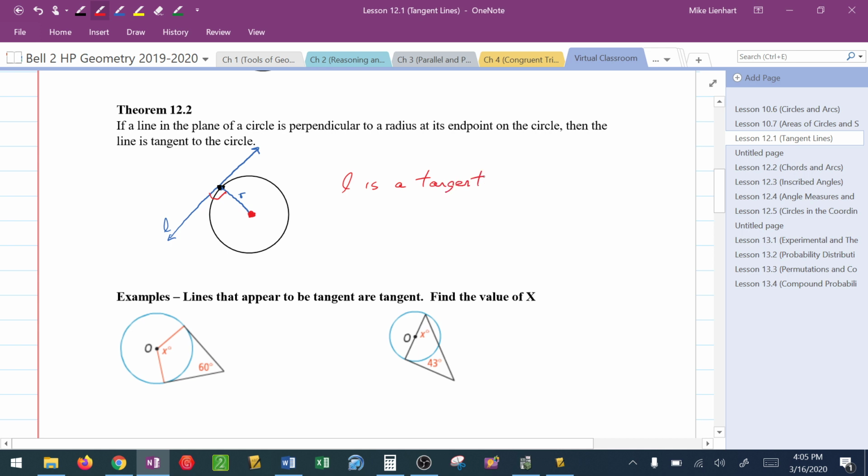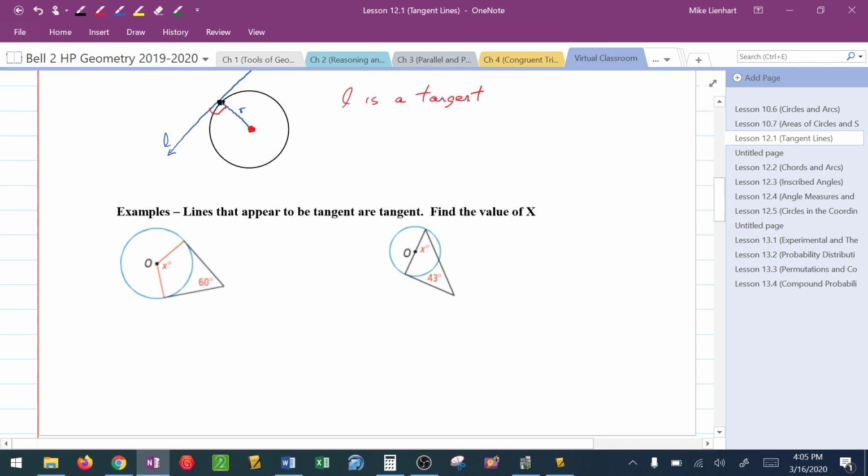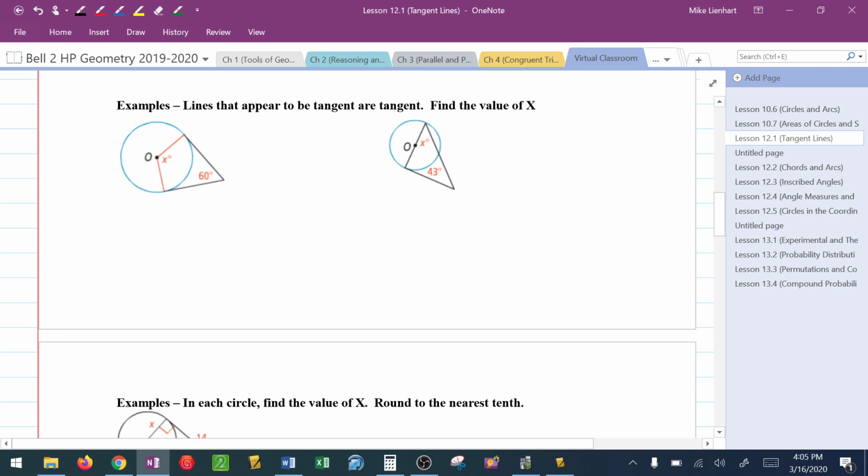If a perpendicular is being formed right there, then L is a tangent. So if you're not sure and you see a radius meeting a line and a right angle being formed on the edge of the circle, that tells you that line has to be a tangent. Now notice the directions say lines that appear to be tangent are tangent. So if it looks like a tangent, it is a tangent.